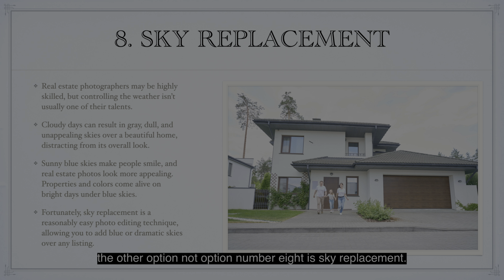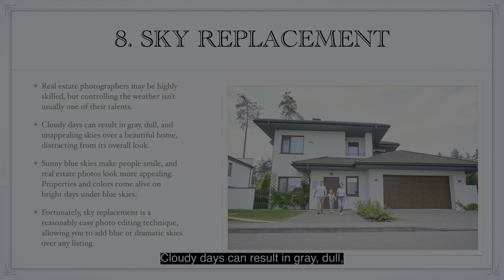Now, the other option, number 8, is sky replacement. Now you can see that rather pale, uninteresting photo there, with a couple of trees seemingly growing up out of the house. Real estate photographers may be highly skilled, but controlling the weather isn't usually one of their talents.